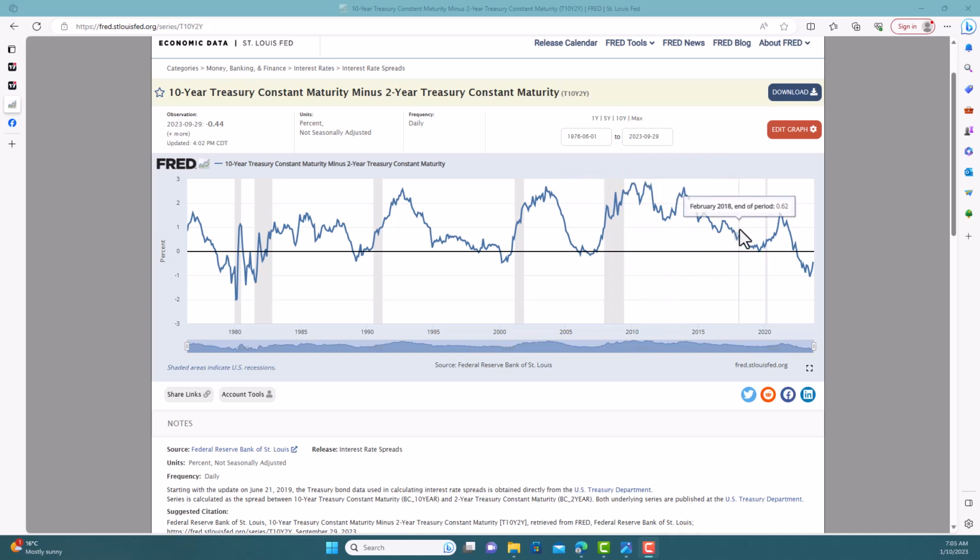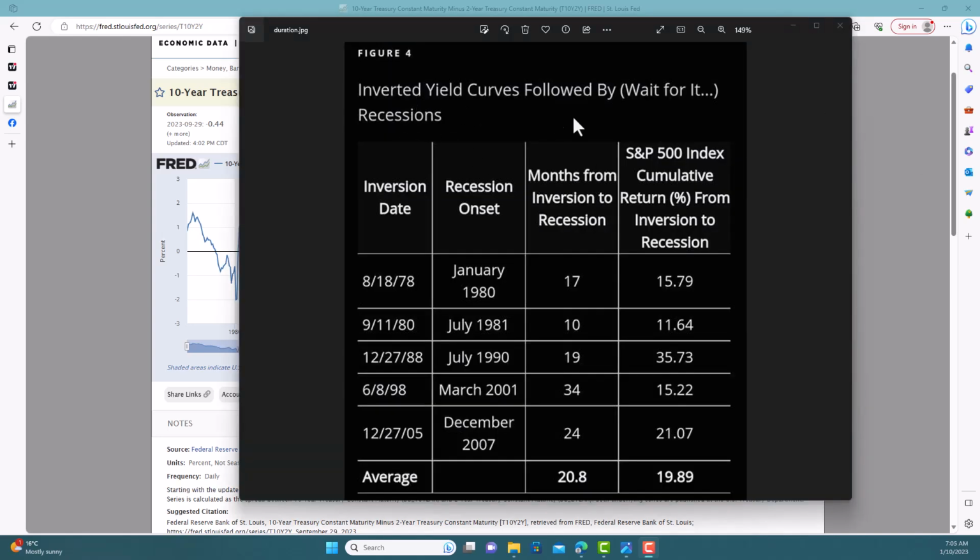Knowing that, let's now unpack what the average duration is of a recession after the yield curve inverts. You can see here, inverted yield curves followed by, wait for it, recessions. On average, it's 20 months after the yield curve inversion that we have a recession. That's the average. Here 35 months, could have been a lot longer. Here 15 months, could have been a lot shorter. So I guess the question is, where are we right now?